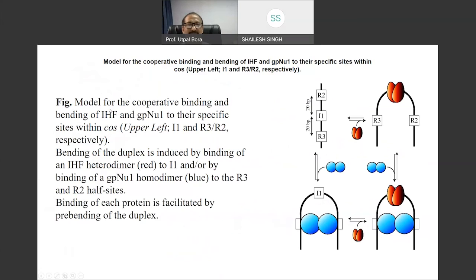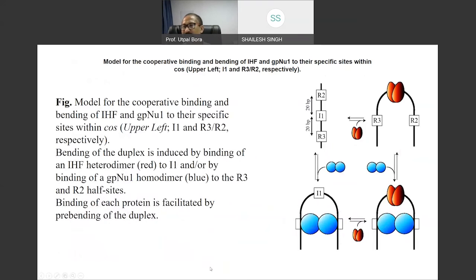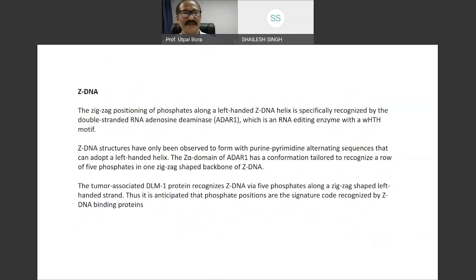So this model for cooperativity and these particular experimental designs helped us to understand how a protein molecule, when it binds to a DNA, can cause a bend. And you can see all these experimental details in these papers in Molecular Cell. My purpose here is just to tell you how protein binding to a DNA changes its molecular structure. We'll try to avoid the discussion on A-DNA and Z-DNA because of the shortage of time.